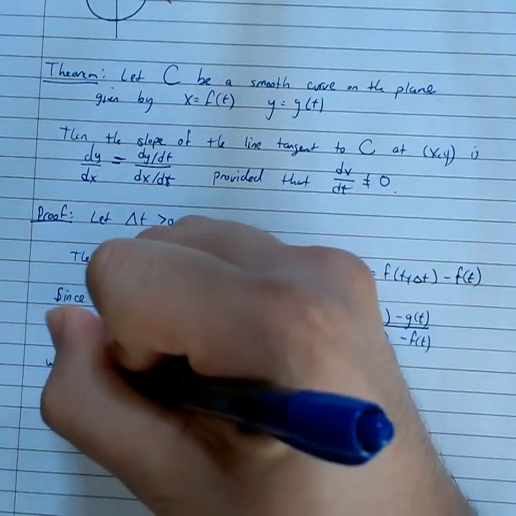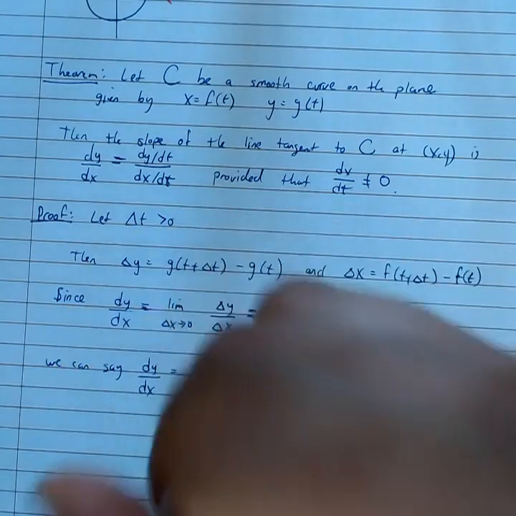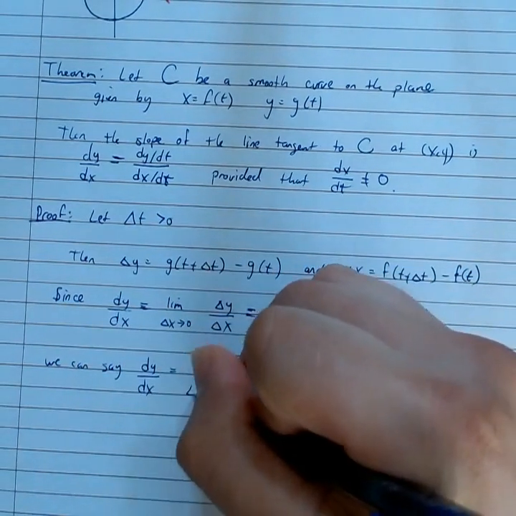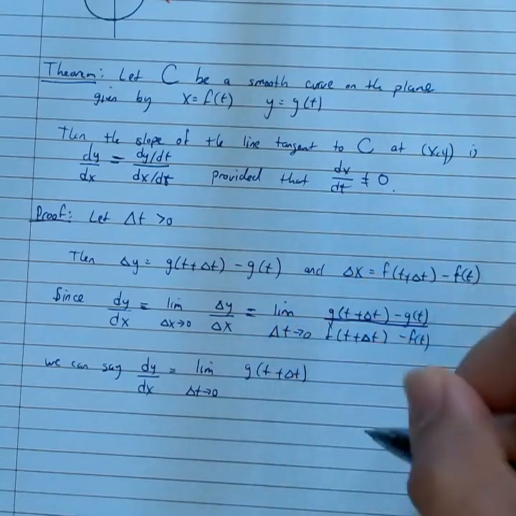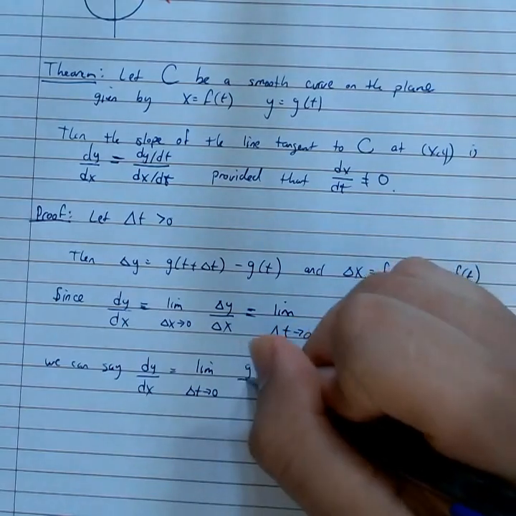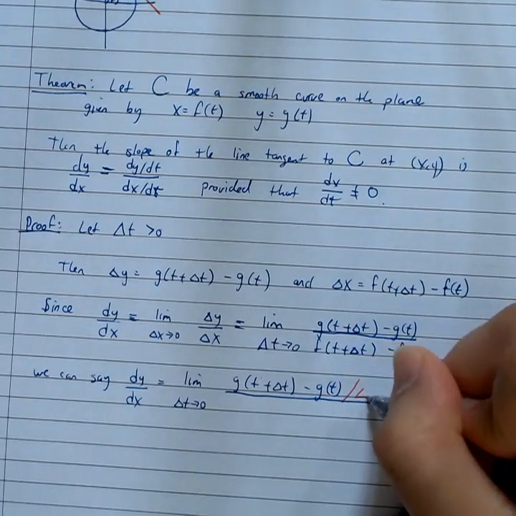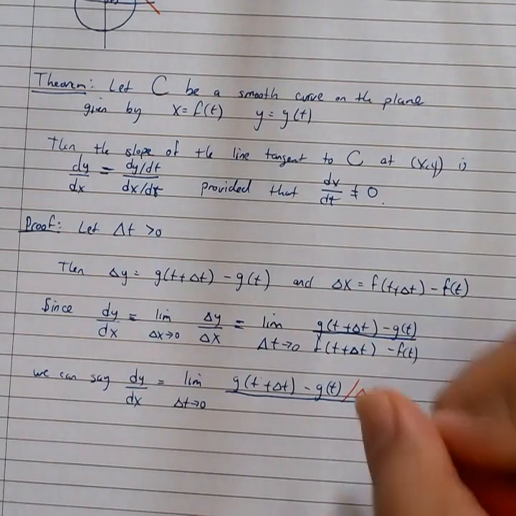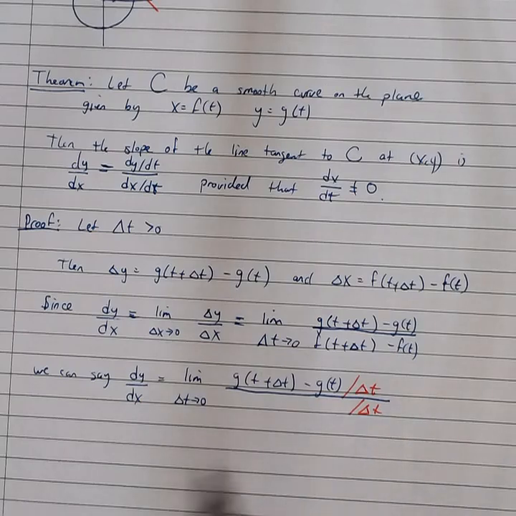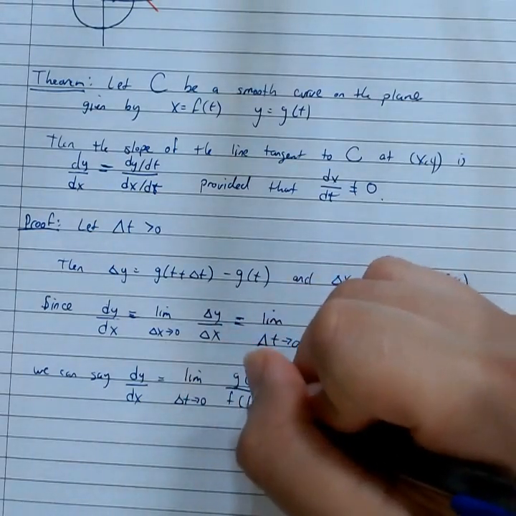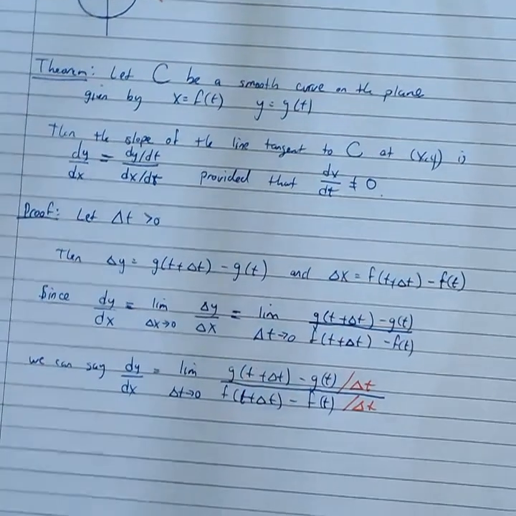Since this is true, we can say that dy dx is given by the limit as delta t approaches 0 of g of t plus delta t minus g of t over delta t. Like that. But whatever I do to the numerator, I have to do to the denominator. So that would make my denominator also over delta t. So that's going to be f of t plus delta t minus f of t, like this.